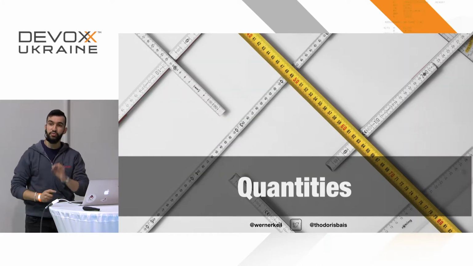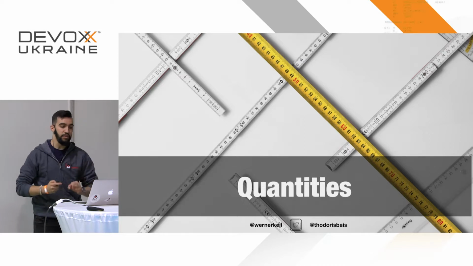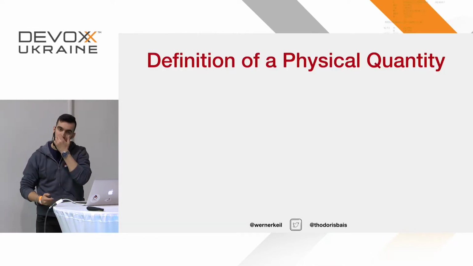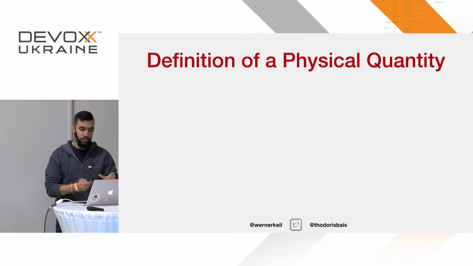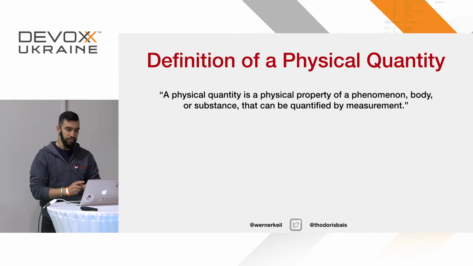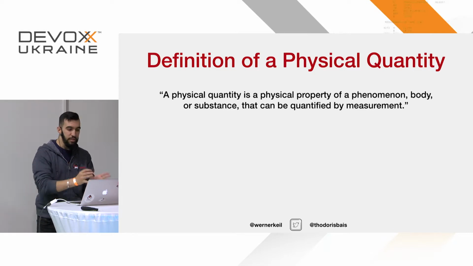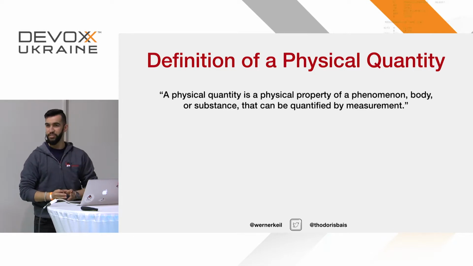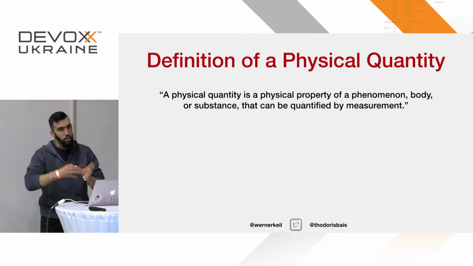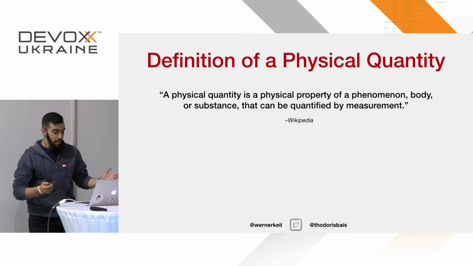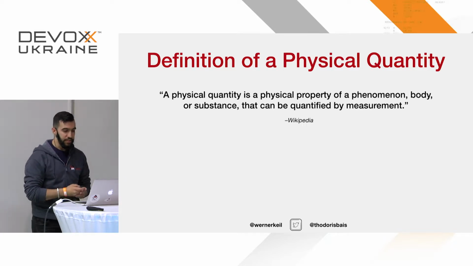Before going straight to the code, let me give some more details about quantities. Once again, let's go together to read the definition of a physical quantity, because it will play its own role in the examples. A physical quantity is a physical property of a phenomenon, body, or substance that can be quantified by a measurement. That came, of course, from Wikipedia. So that can be quantified by measurement.